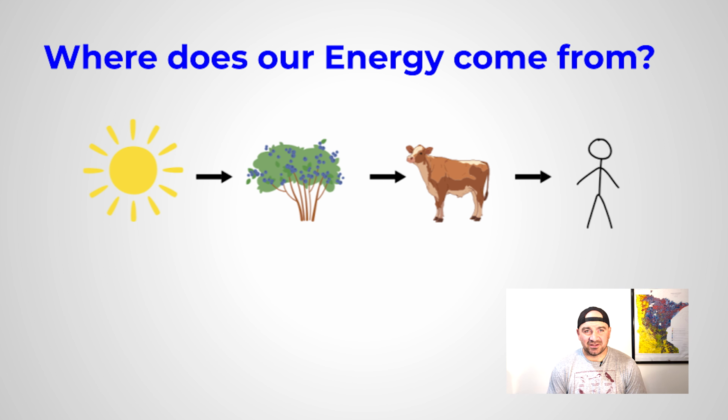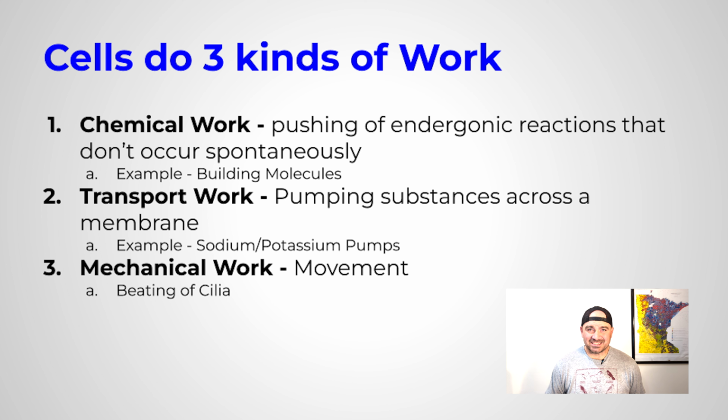But exactly how does that relate to what's going on inside of our bodies? Because we know our cells need to do a variety of kinds of work. There are 3 different kinds of work that cells need to do. One is chemical work, so it's the pushing of endergonic reactions that don't occur spontaneously. An example would be when we need to build molecules.